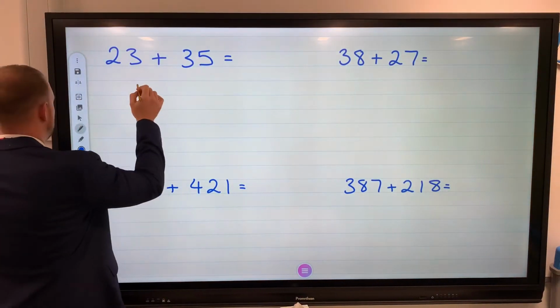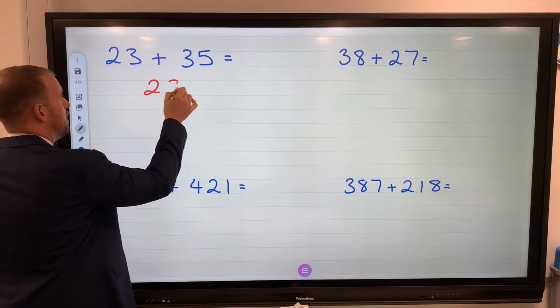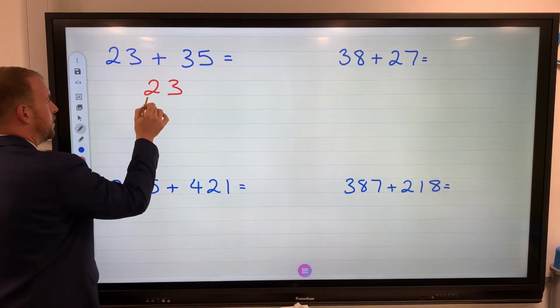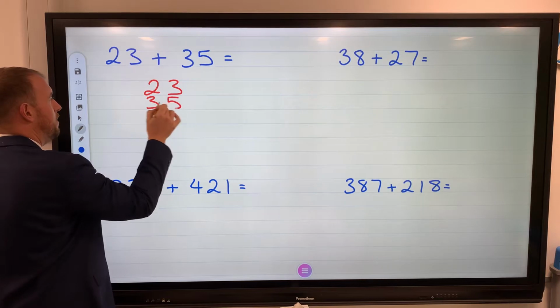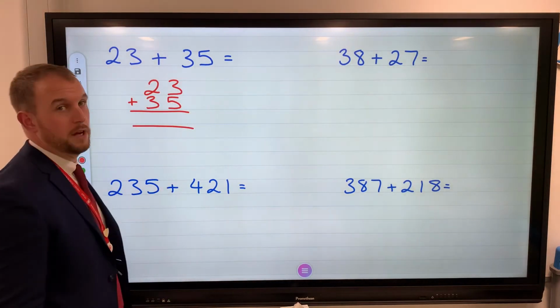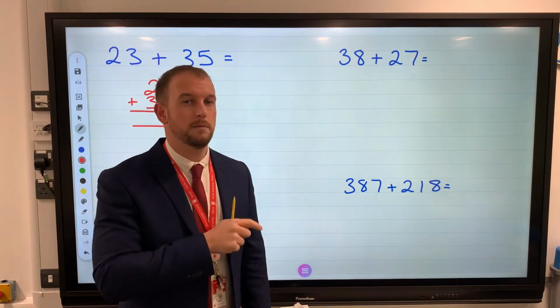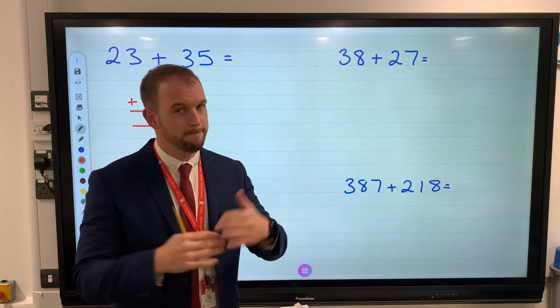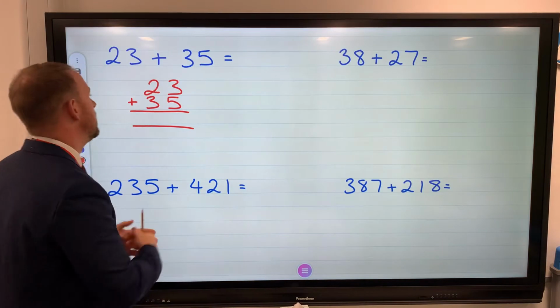So we have 2 tens, 3 units. We then have 3 tens and 5 units. You can see they are clearly on top of each other. Okay, now that is the most important bit. If they're not lined up correctly, then you're going to get the incorrect answer.